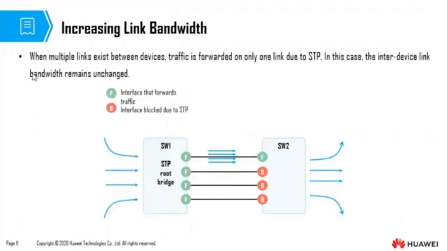So let's look at the principle and configuration of link aggregation. Link aggregation is when multiple links exist between devices, traffic is forwarded on only one link due to STP. Does that make sense?